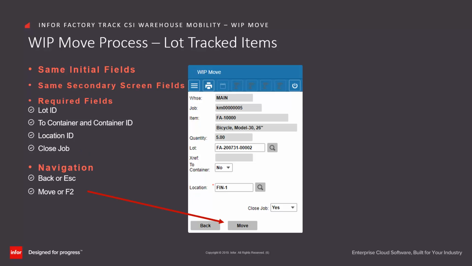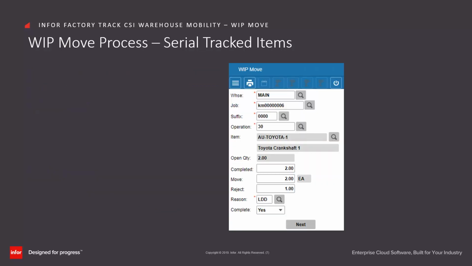Similarly to the previous non-lot, non-serial example, the Allow Cross-Docking and Label Printing processes are presented if enabled by transaction set maintenance. To record a WIP move on a serial tracked item, a similar process with additional serial-specific fields is also used. After completing the initial entry form, Factory Track checks if this is reporting against the last operation. If so, the Next button is displayed. If not, the Move button is displayed to process the move to the next operation.